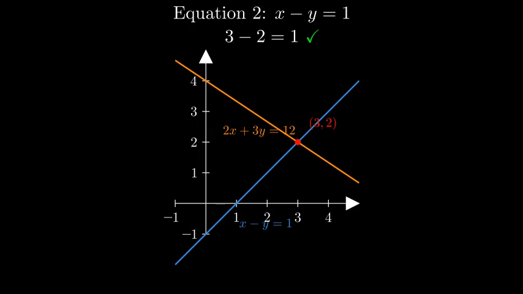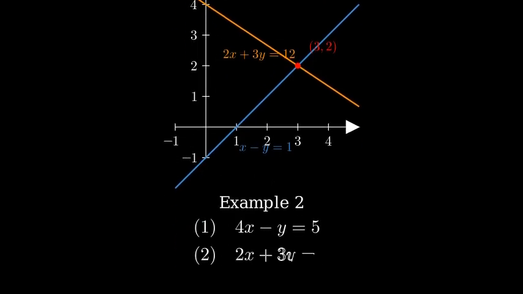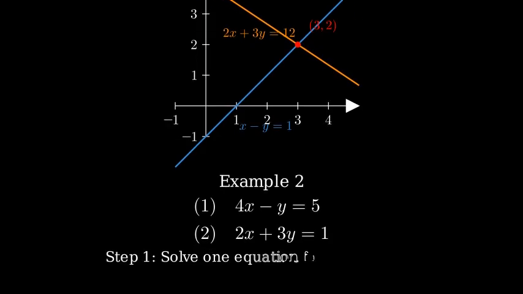Let's try another example to reinforce our understanding. This time, let's solve the system. Equation 1: 4x minus y equals 5. Equation 2: 2x plus 3y equals 1. Starting with step 1, we'll solve equation 1 for y.